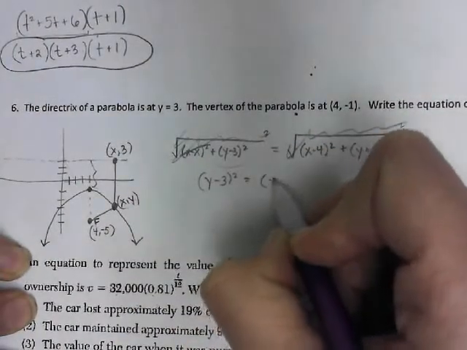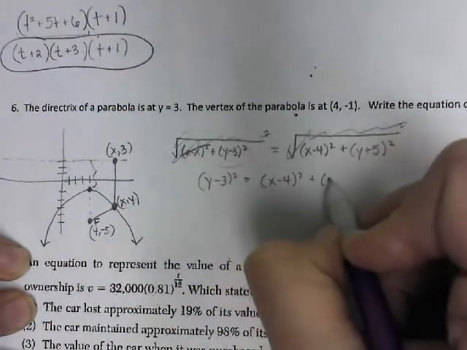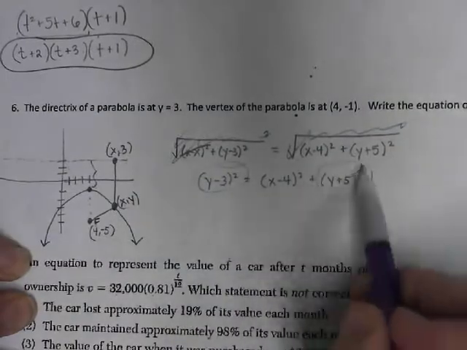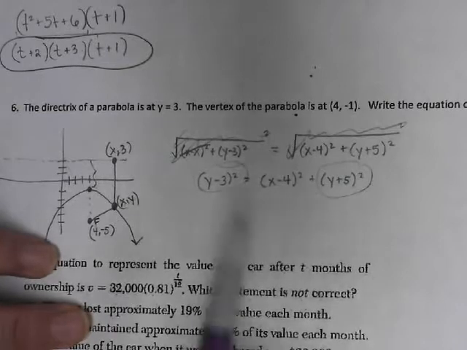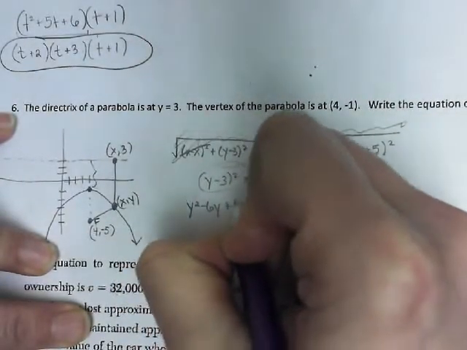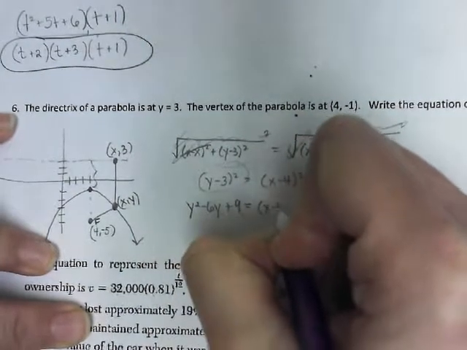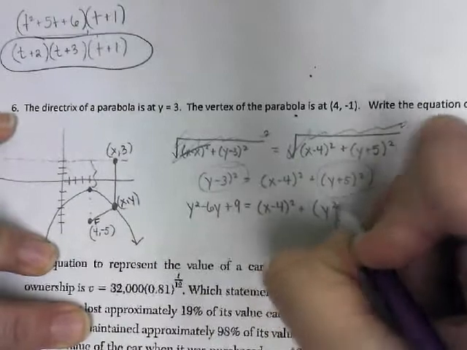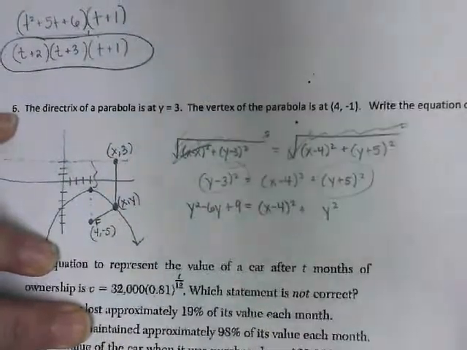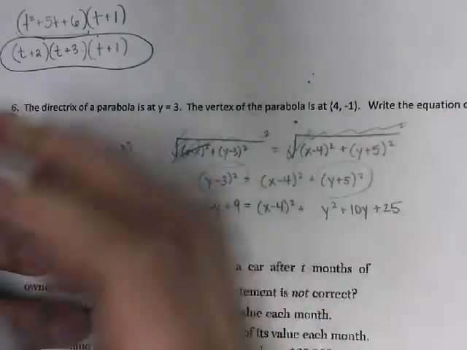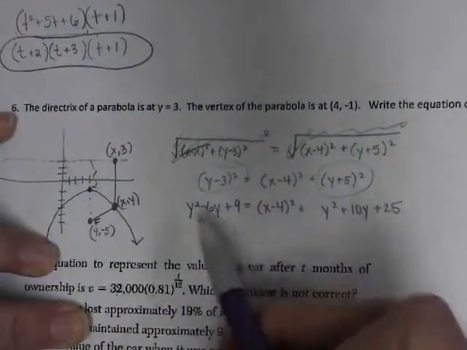Your right side is (x - 4)² + (y + 5)². And always two of them will be with the same variable, and those are the two that we're going to square out. So (y - 3)² is y² - 6y + 9, and the other is y² + 10y + 25. And I solve for y.